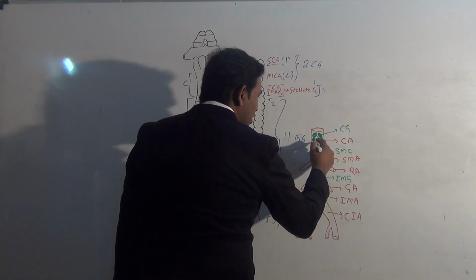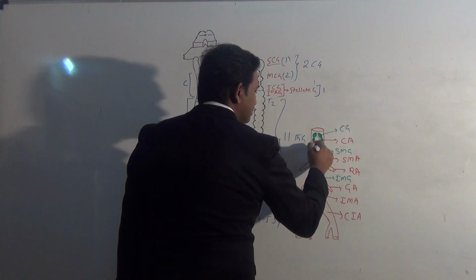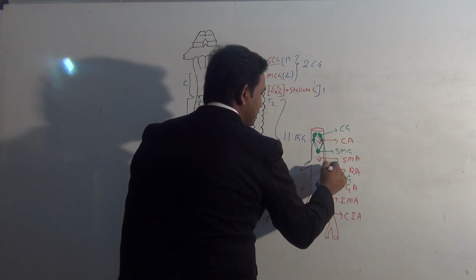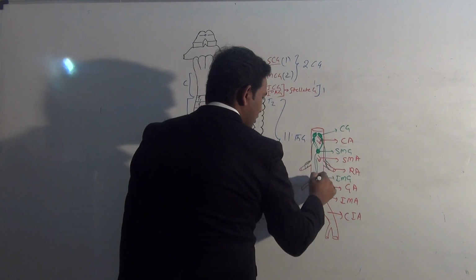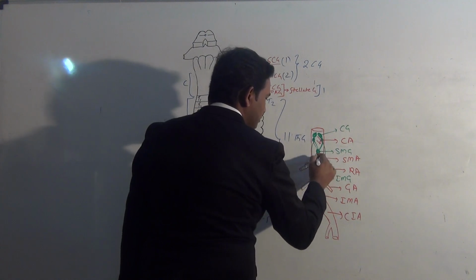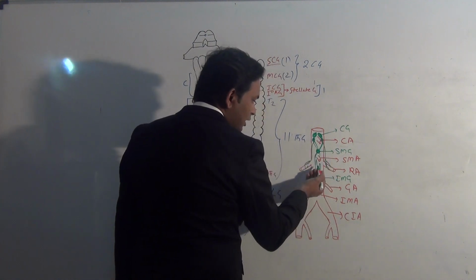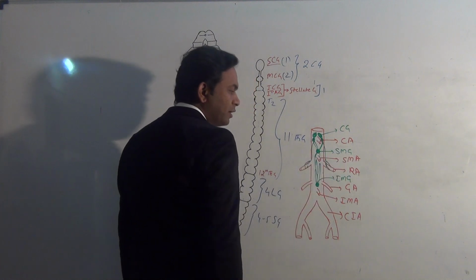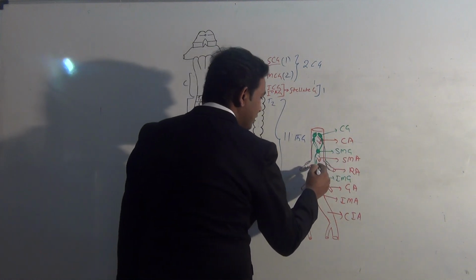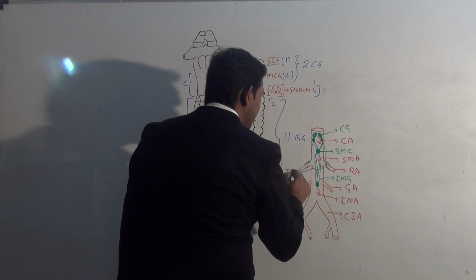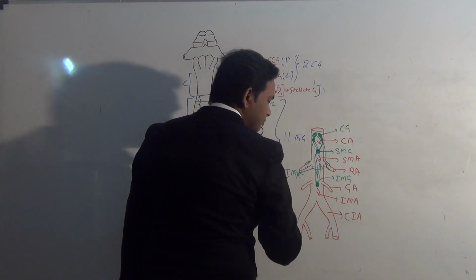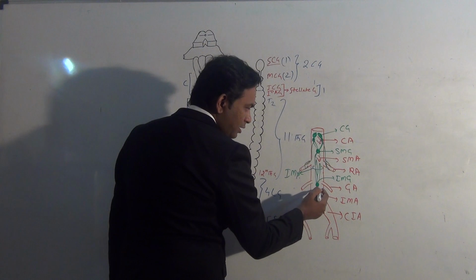Now, these are all connected by various nerves like this. So this is a nerve plexus formed between the superior and inferior mesenteric ganglia. So it may be considered as the intermesenteric plexus. This is the inferior mesenteric ganglia.